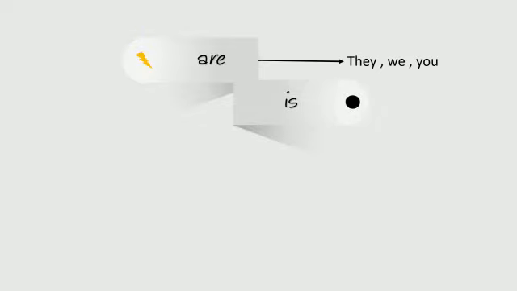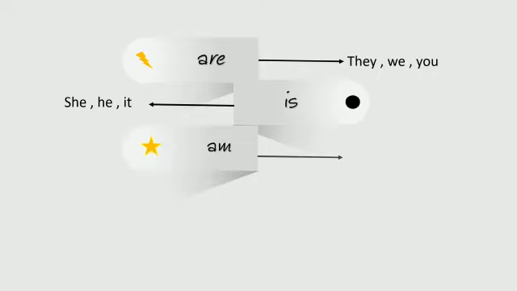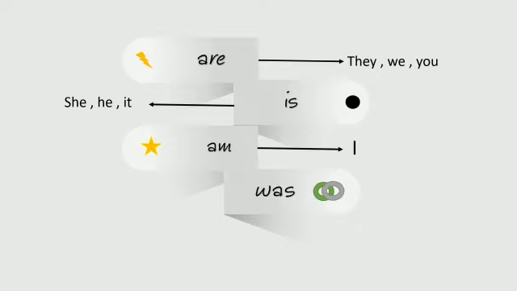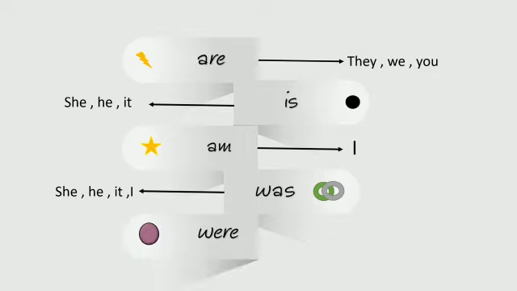تعتبر be من أفعال الكينونة التي لها تصريفات، ومن هذه التصريفات are. Are comes after the plurals such as they, we, and you. Is, which comes after the singulars such as she, he, and it. Am, which comes after I. Was comes after the singulars such as she, he, it, and I. Were, which comes after the plurals such as they, you, and we.